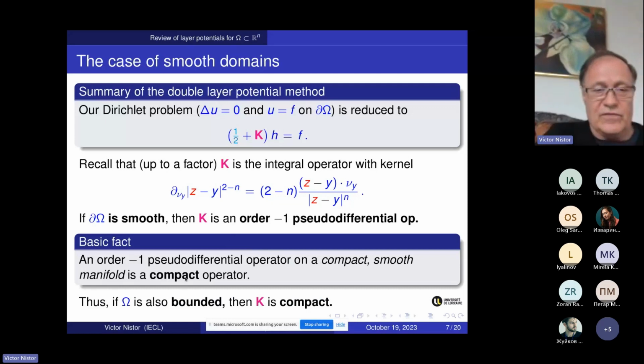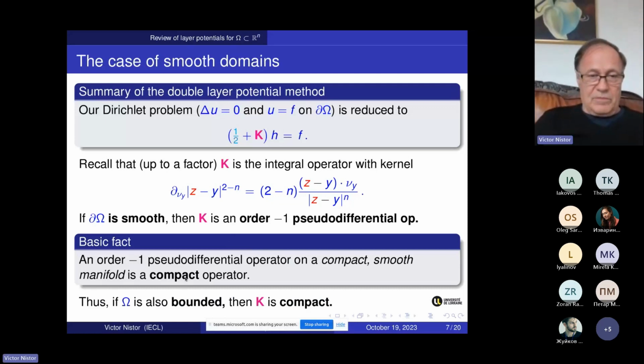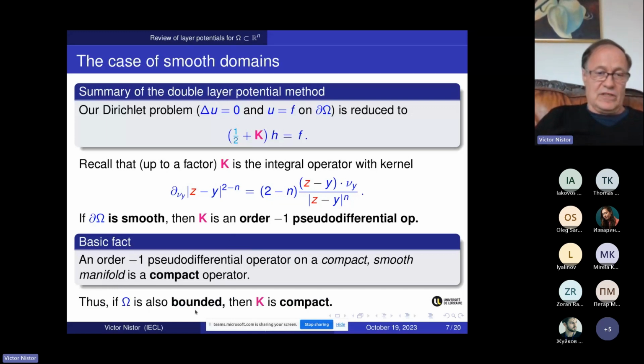In fact, I think it's this type of problems that have led people to study compact operators, and then it has blown up into operator theory and other subjects. So this happened at the end of the 19th century. But the method of layer potentials is even older. It goes back to Gauss, when he lived. Okay, moreover, if in addition to being smooth, the boundary is also bounded, then K will be an order -1 operator on a compact manifold, so it will be compact.